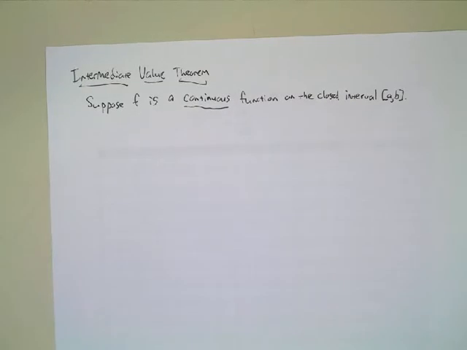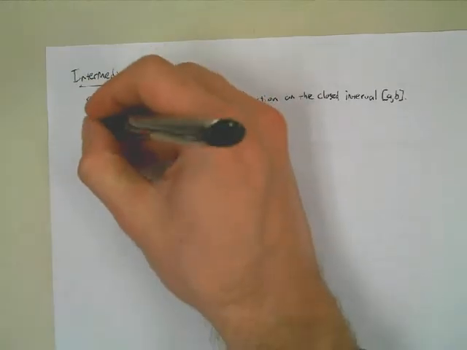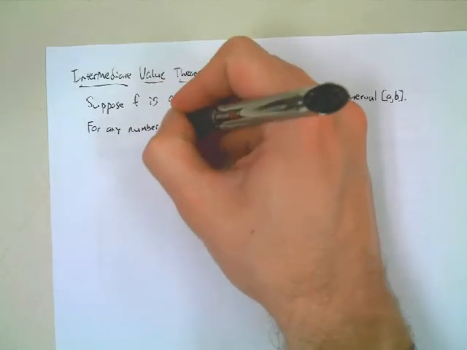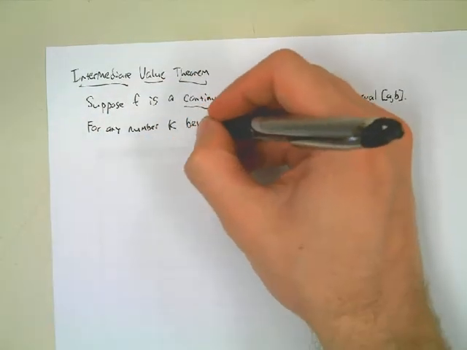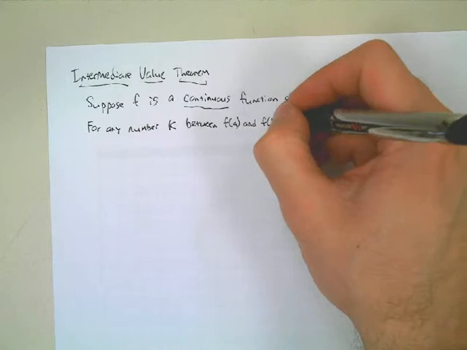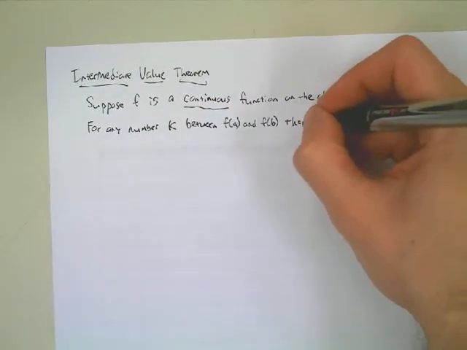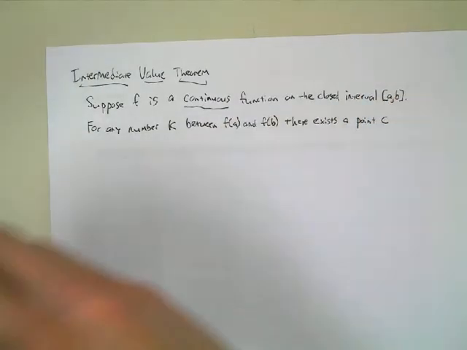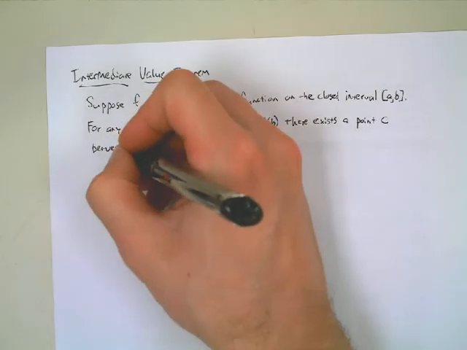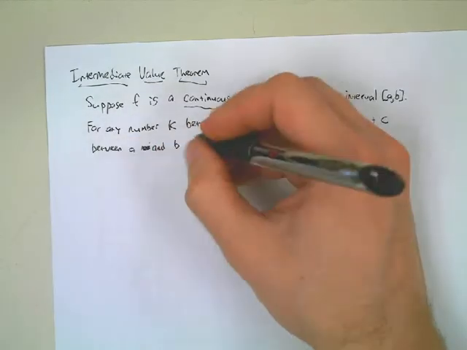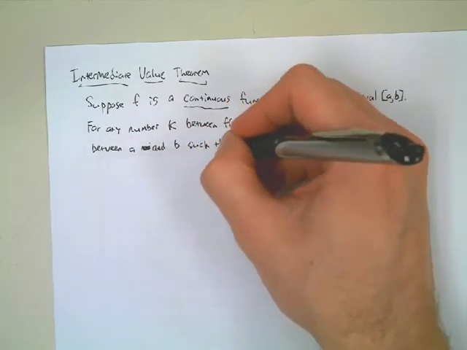Suppose f is a continuous function on the closed interval AB. That's important. Must be continuous. For any number k between f of A and f of B, there exists a point C between A and B such that f of C equals k.